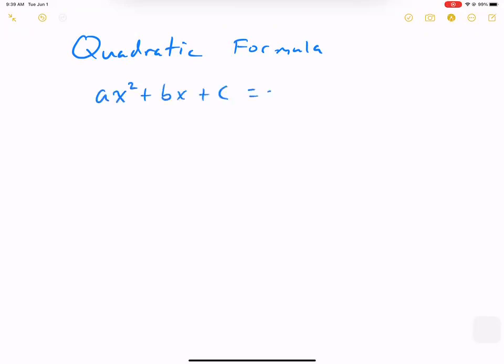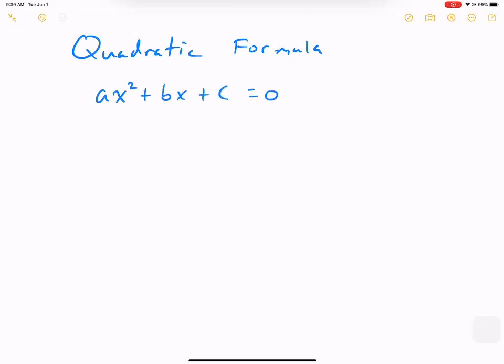So let's look at it. It's called the quadratic formula. Make sure you do write this down. This works whenever you have an x squared equation written in this form: ax squared plus bx plus c is equal to 0. Now, let's show you an example of this.